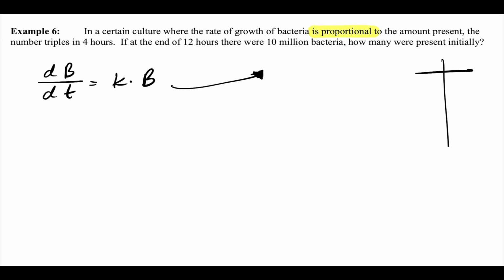Okay. Again, separation of variables. Move the t's to the right, move the B's to the left, integrate, solve for B. When you do that, you're going to get B equals Ae^(kt). Okay? But again, don't take any shortcuts. If you need to do that, do that. If you're like, I know it, then you don't have to do it. I'll leave it up to you to decide.